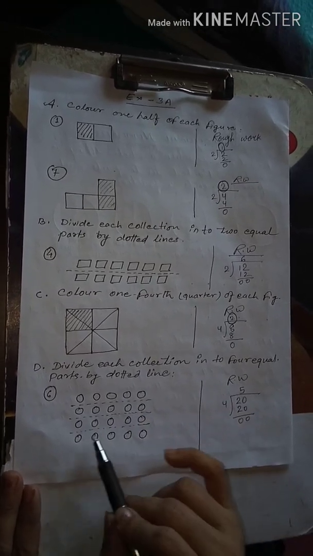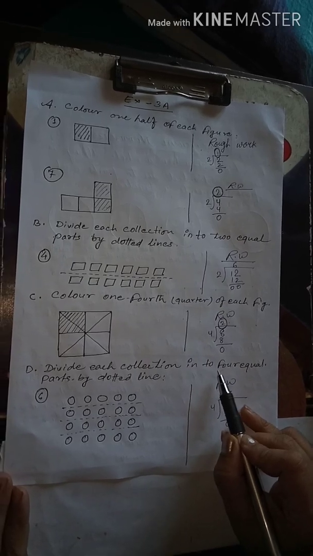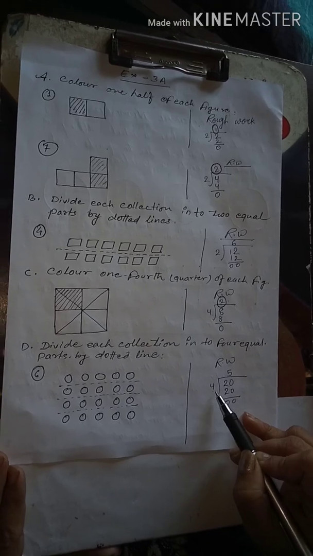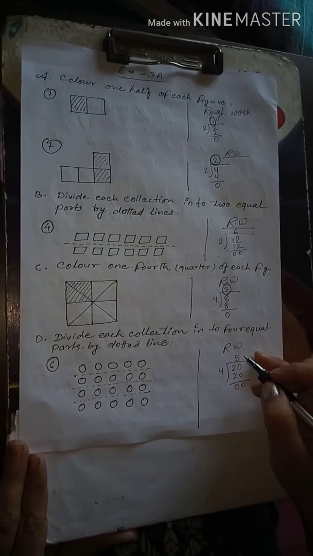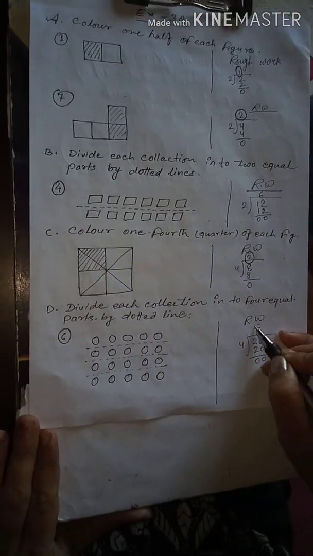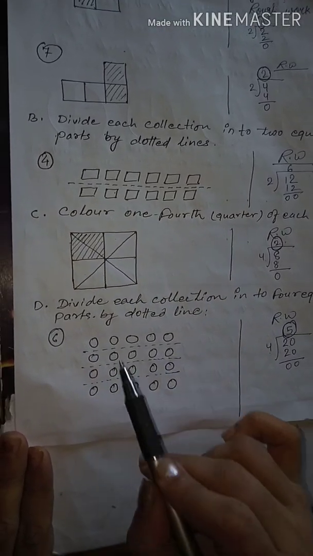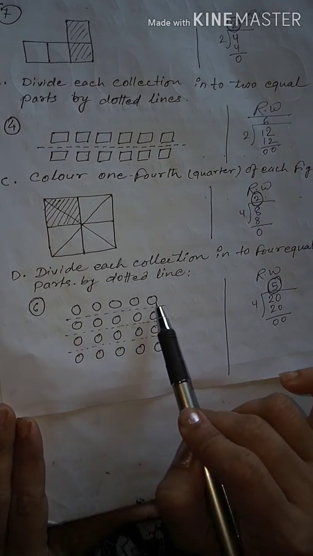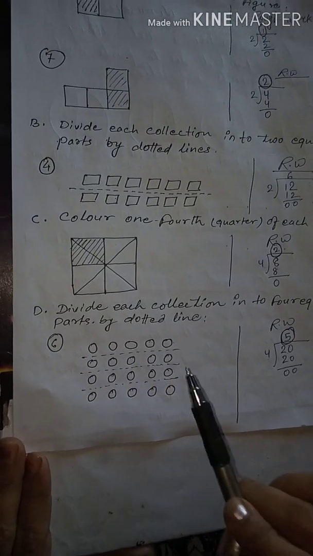So here total number of things in this collection 20, and divided by 4, because into 4 equal parts we have to divide. So 20 divided by 4. 4 1s are 4, 4 2s are 8, 4 3s are 12, 4 4s are 16, 4 5s are 20. So in each collection how many things should be there? 5 things. So we will divide into 4 equal parts, and in each part how many things should be there? 5 things. Just you see, in each part 1 2 3 4 5, each part 5 things are there. In this way we will divide.